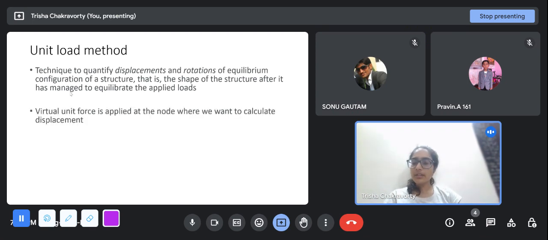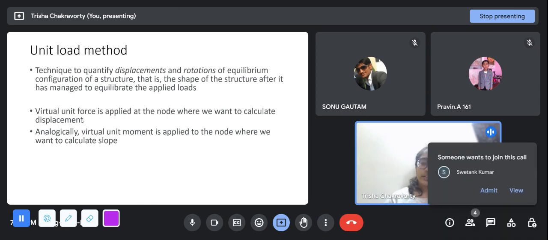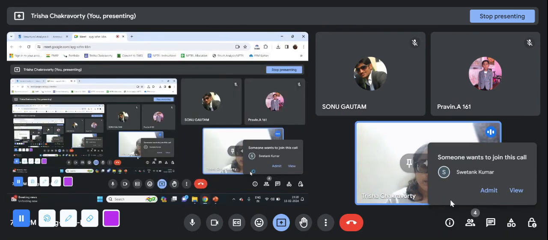For this method, the basic idea is, we will apply a virtual unit force at the node where we want to calculate the displacement. Here displacement is being used only in the translational sense. So if at a node I want to calculate the horizontal displacement, I will apply a horizontal 1 kilonewton force; the unit you can choose based on whatever the units of the applied loads are. You will apply a force of 1 kilonewton at that point in the horizontal direction. Similarly, if you want to find out the displacement in the vertical direction.